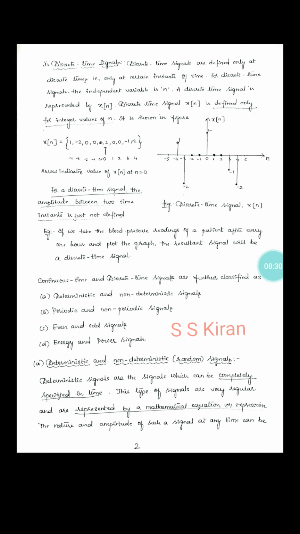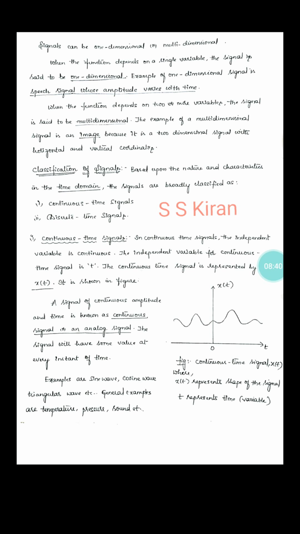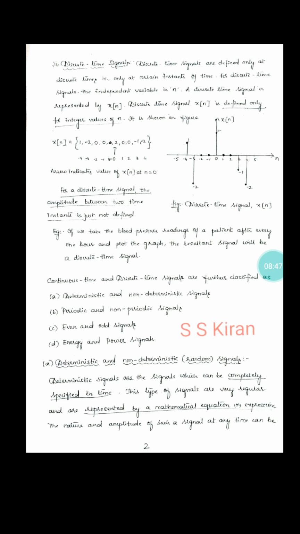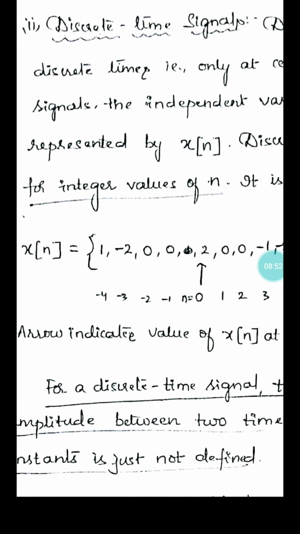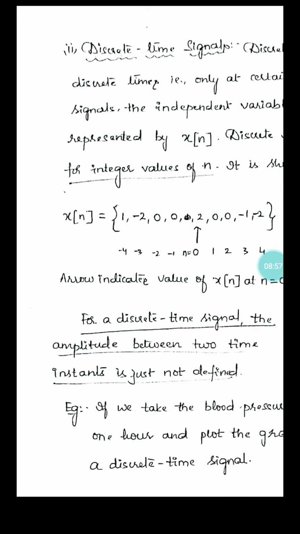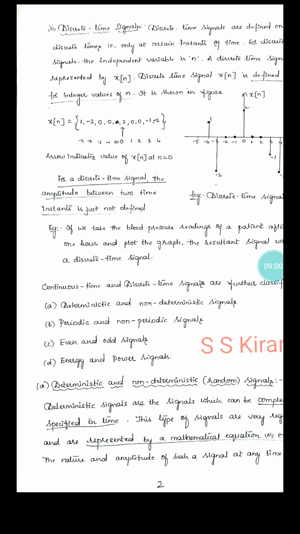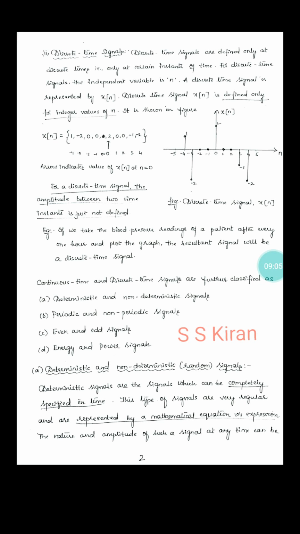Now coming to discrete time. Discrete time signals are defined only at discrete times. In continuous time signals, the independent variable is continuous. Here the signals are defined only at discrete times, at different time intervals, right? This is called discrete time, that is, only at certain instants of time.